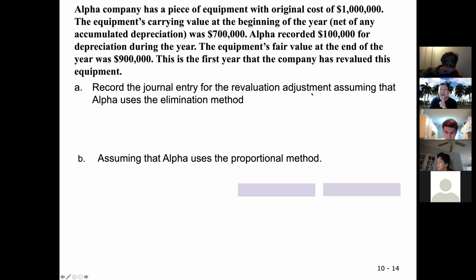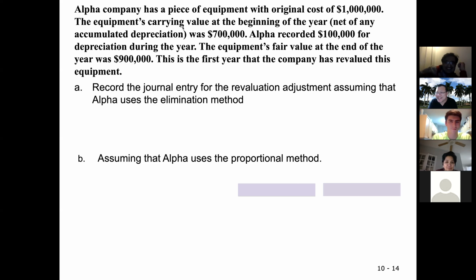That is right, because the equipment has an original cost of 1 million, right? And the fair value is 900. The difference is 100,000. You're going to credit, right? The decrease, credit equipment for 100. Yeah, that's right.